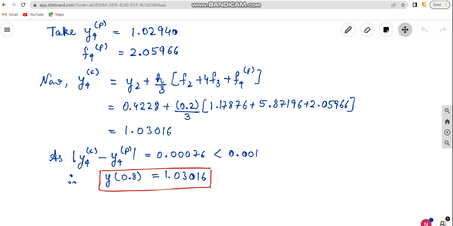Now when I subtract my new predicted and the new corrected value, I am getting the modulus as 0.00076, which is obviously less than my error, that is 0.001. So this would be my corrected value of y at 0.8. So this is how we could calculate the corrected approximations of y using Milne's Simpson method.